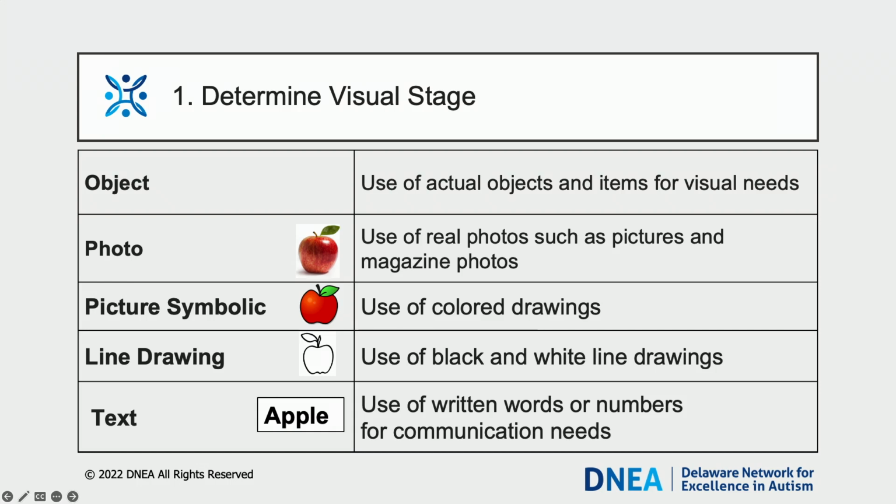Again, it is important that your visual supports incorporate materials aligned with your learner's visual stage. When you introduce text, you will want to make sure that your learner is able to read and comprehend it. You can start by pairing text with an image and then fading that image over time.